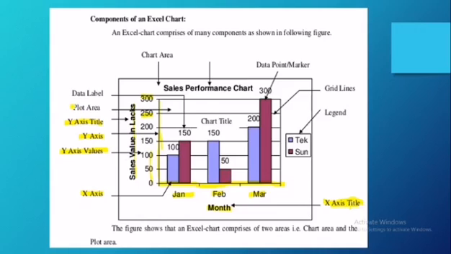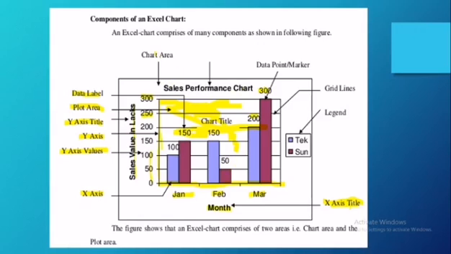After this, the next is plot area. Plot area is the area on which the chart is drawn. So this whole area with x-axis and y-axis where this chart is drawn, which I am highlighting right now, is known as plot area. The next is data labels. Data labels are these points or marks, that is 100, 150, 150, 50, 200 and 300. These points, these marks are known as the data labels.